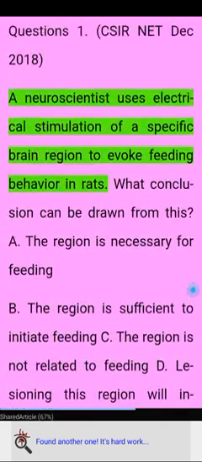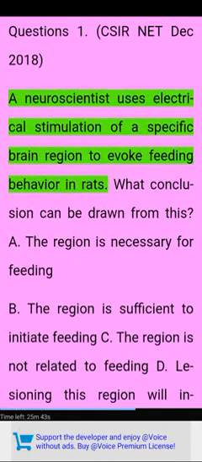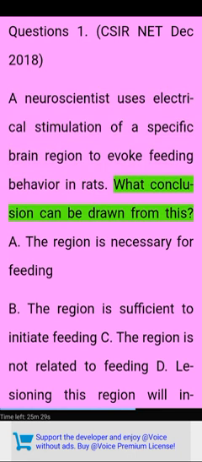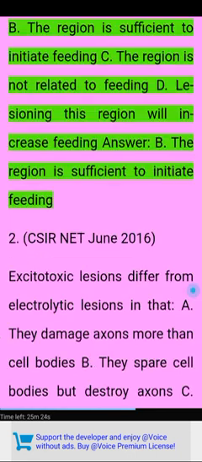Answer. A neuroscientist uses electrical stimulation of a specific brain region to evoke feeding behavior in rats. What conclusion can be drawn from this? A. The region is necessary for feeding. B. The region is sufficient to initiate feeding. C. The region is not related to feeding. D. Lesioning this region will increase feeding. Answer: B. The region is sufficient to initiate feeding.